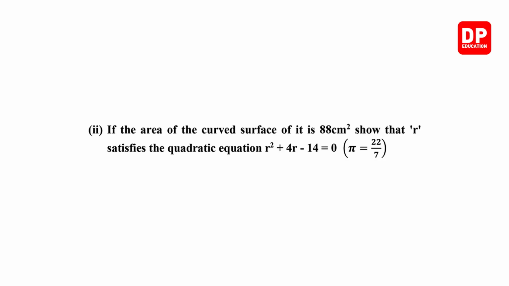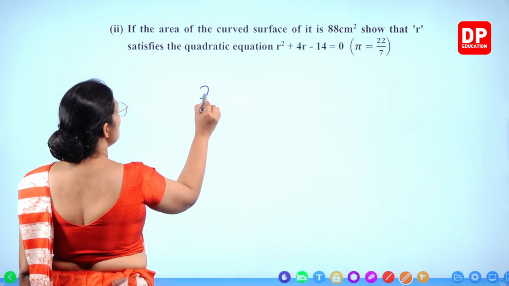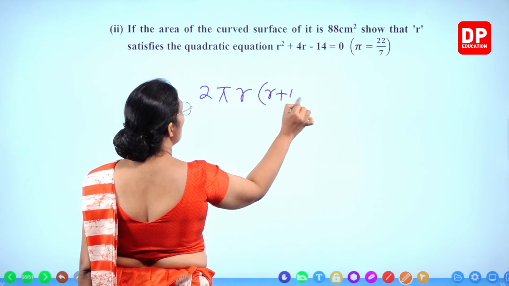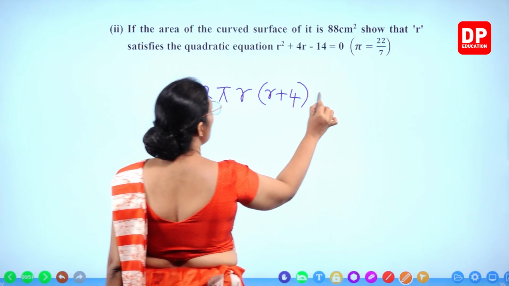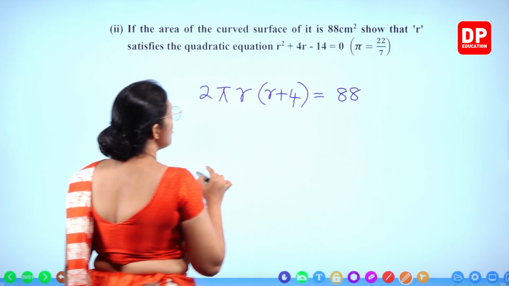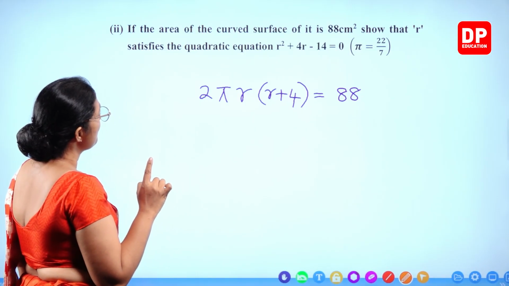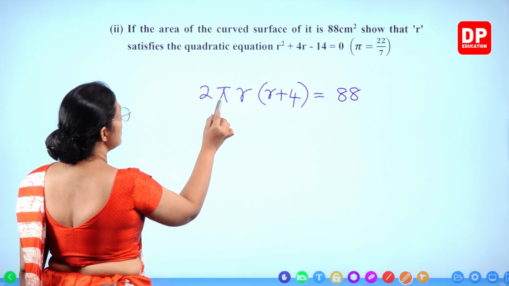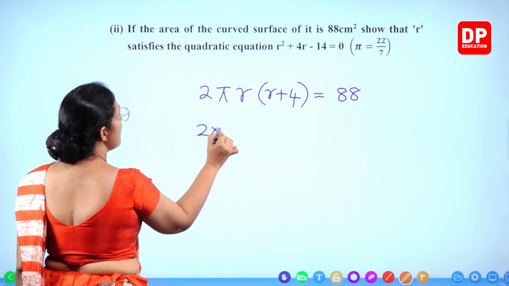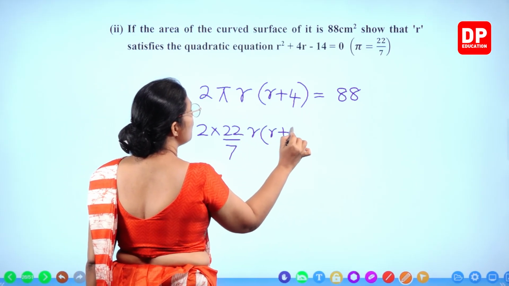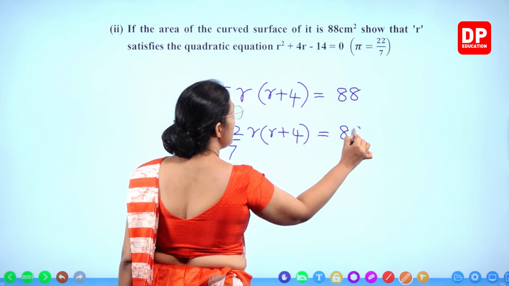If the area of the curved surface of it is 88 square centimeters, curved surface area is 2 pi RH. 2 pi R, H is R plus 4. That's equal to 88. Show that R satisfies the quadratic equation. So you have to simplify this. So let's substitute pi as 22 over 7. R plus 4 is equal to 88.